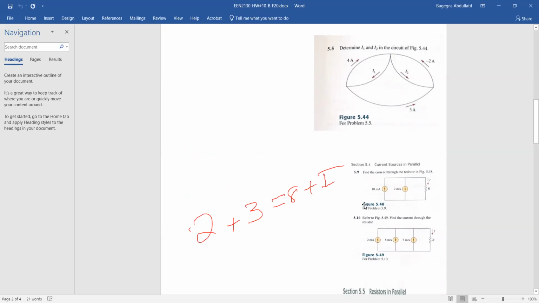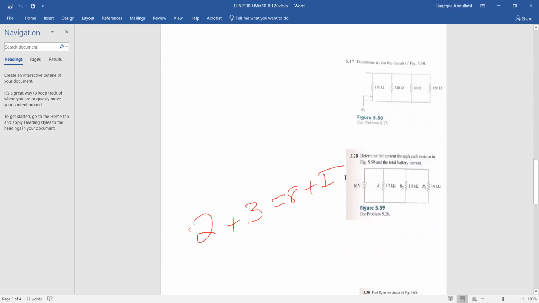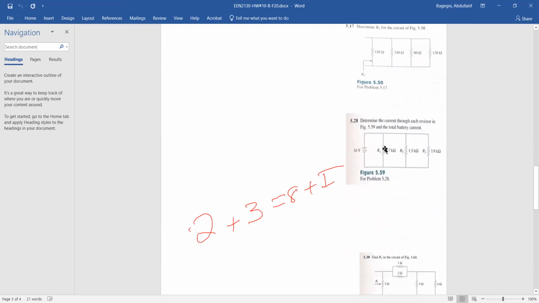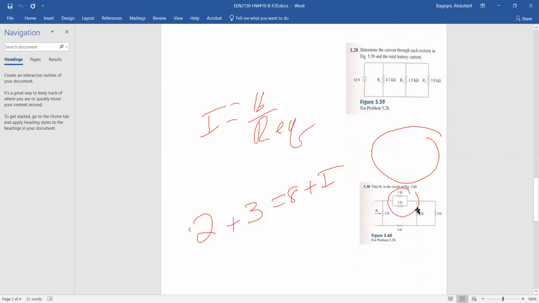Okay, guys, any other question? Maybe do you know how to find this here? Determine the current through all resistors. So you have to combine all of this, and then I will be the voltage 16 over R equivalent. So you have to combine this first, and then combine these two second. So it'll be this one and this one and this one.